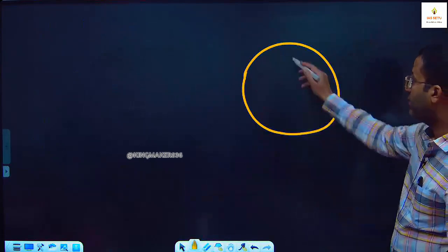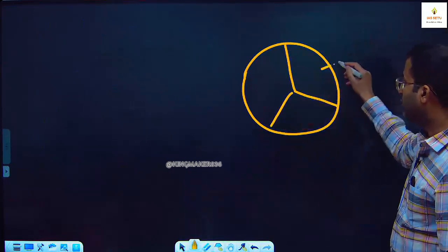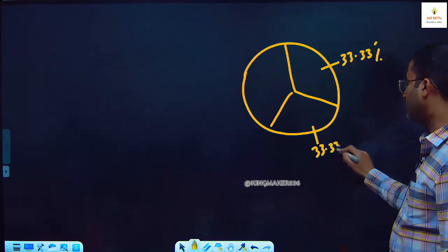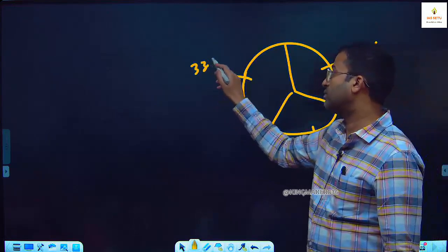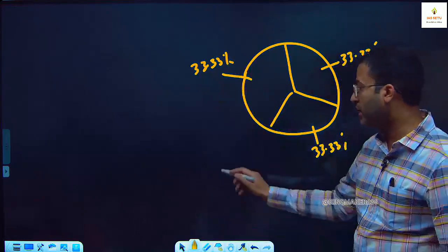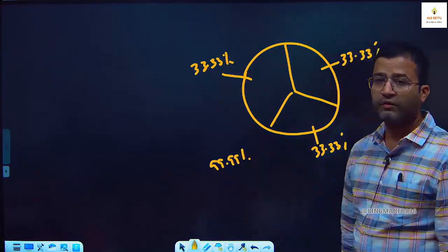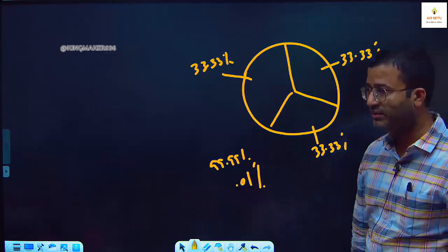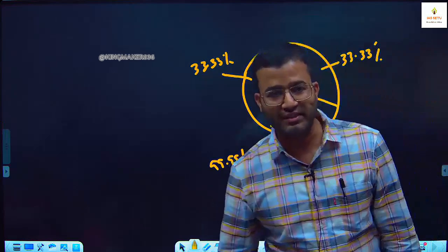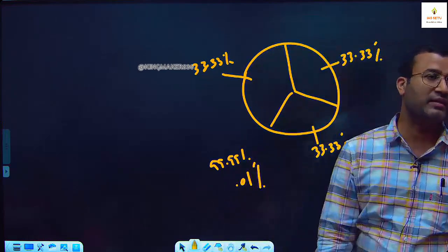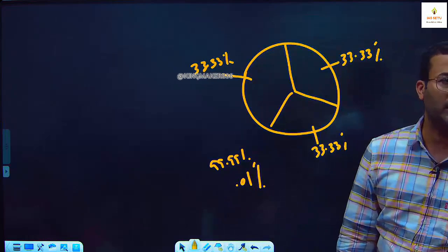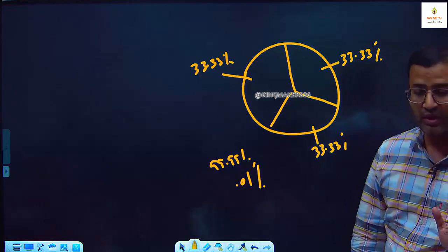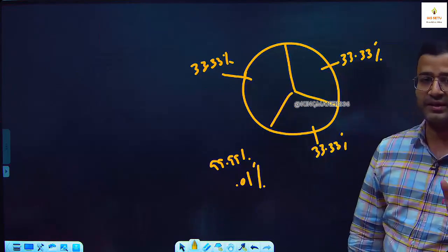This is a cake. We make 3 equal parts of this cake. This is 33.33%, this is 33.33%, this is 33.33%. Total becomes 99.99%. Where is the remaining 0.01% of the cake? On the knife, right? You must have heard that: a teacher was asked that this total is becoming 99.99%, but it should be 100%. Where is the remaining 0.01% of the cake? It is on the knife. But now, understand the concept, joking aside.